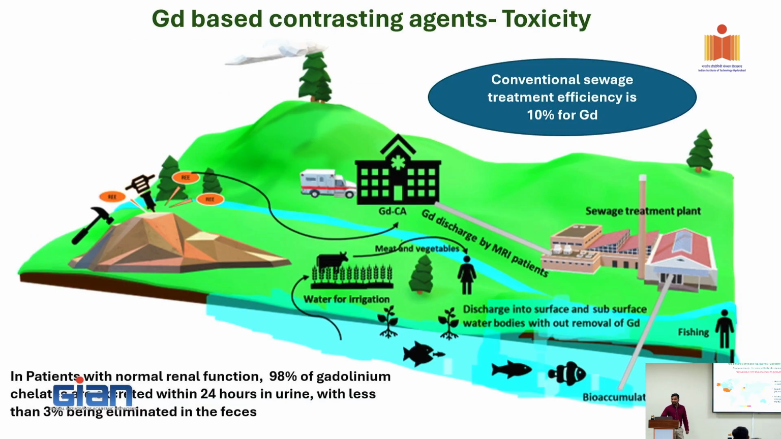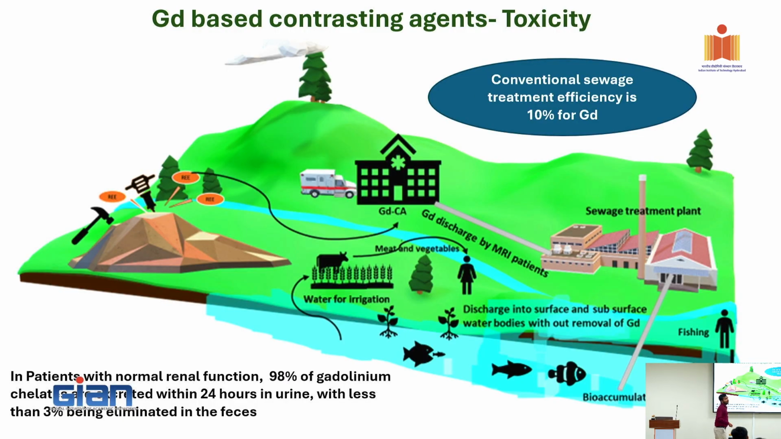So what is the fate of this gadolinium? If you see, gadolinium is also one of the rare earth elements. Where do we get this? We mine it from the primary sources or secondary sources. Once it is mined, it is made into complexing agents and sent to the hospital. The doctor gives the patient the complexing agent, and the patient happily goes for an MRI.